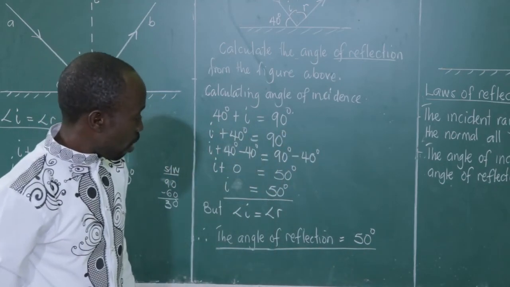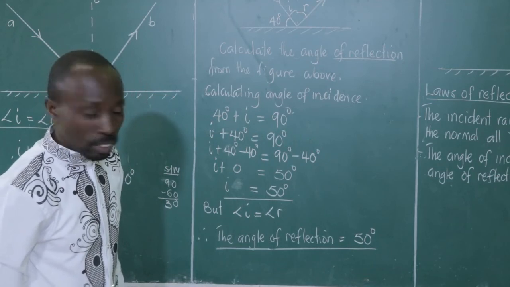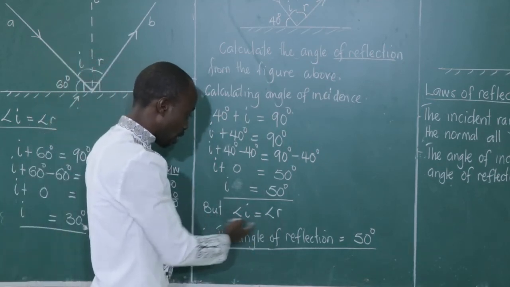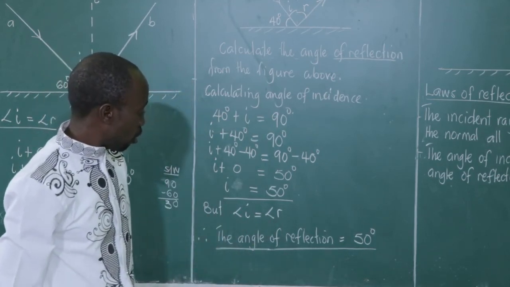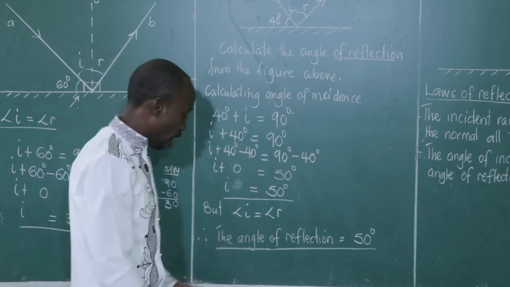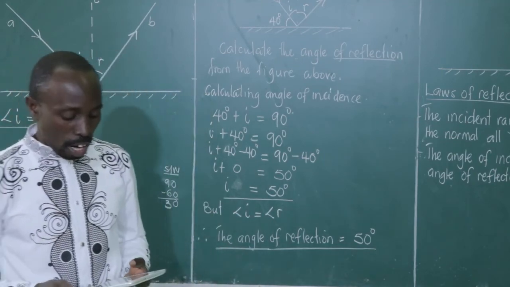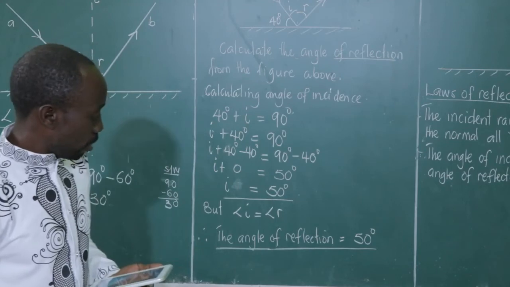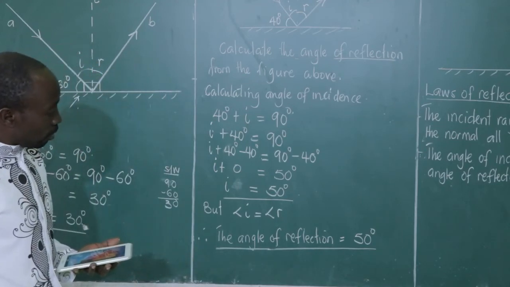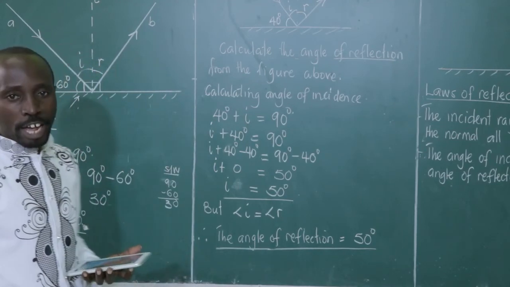Okay? No one will ask you why have you got 50. This explains it all. The but explains it all, that angle I is equal to angle R, okay? So basically, that is what we wanted to see today.